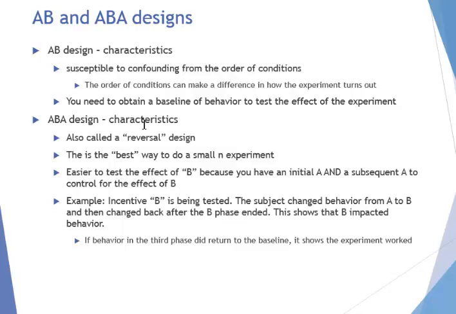ABA, on the other hand, tries to help with that. It's called a reversal design. This is the best way to do a small n experiment. And the reason is because what you're trying to do is limit the possibility of a confounding variable.